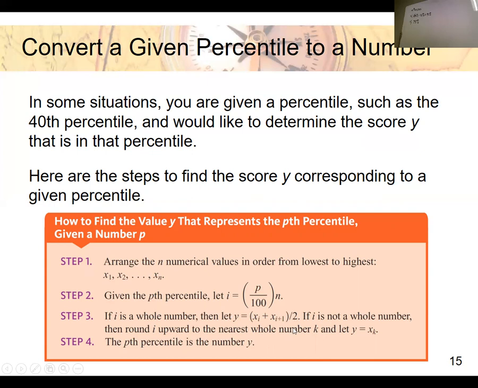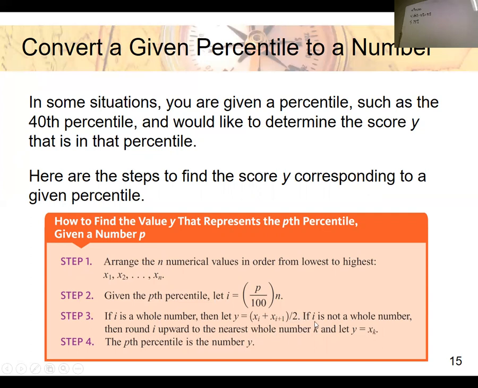What's I standing for again? It's the location of that data value. So let's say when I compute I, I came up with I being equal to 6, which is a whole number. So I have to take the data value that is in the 6th position and the 7th position, and those two data values will be added together and divided by 2.